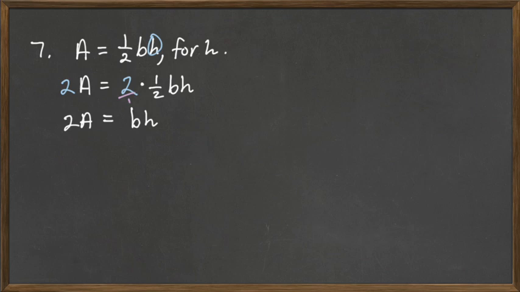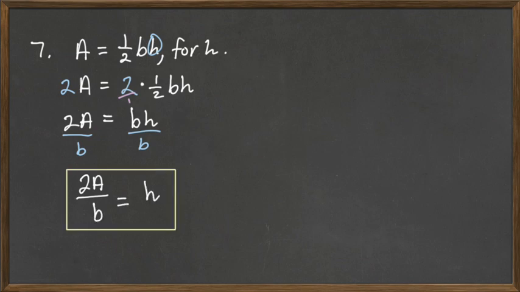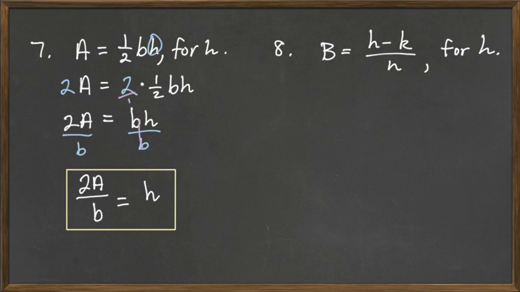And so now don't forget, we're trying to solve for h. We'll divide both sides by b. And we get h is equal to 2a over b. And again, if it's capitalized, make sure you capitalize it. If it's lowercase, keep it lowercase. All right, let's move on to our last problem. And I would encourage you to try this one and then watch the video.